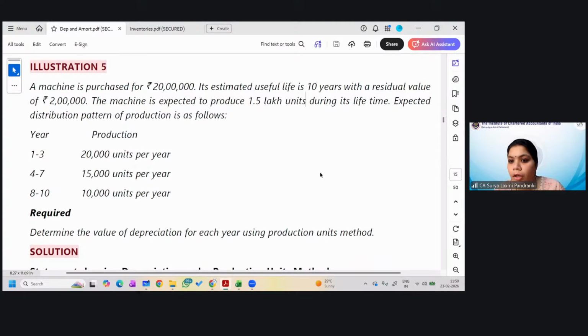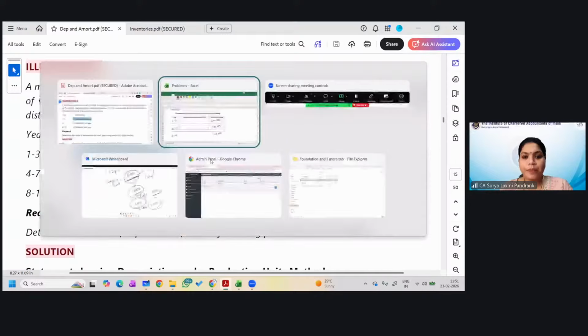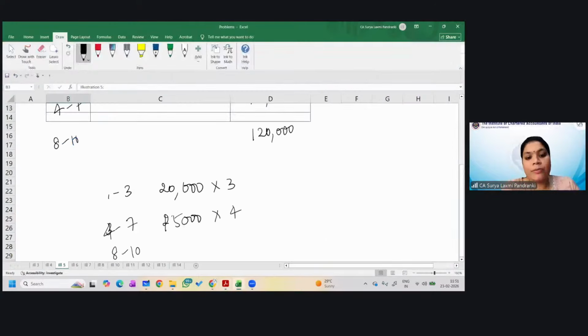One of you asked why the expected production units is not matching the expected distribution pattern of production. It will match. See, they told us for the first 3 years it is 20,000 units per year, which means 20,000 into 3. For years 4 to 7 it is 15,000 into 4, and then 8 to 10 it is 10,000 into 3. I think this will match.